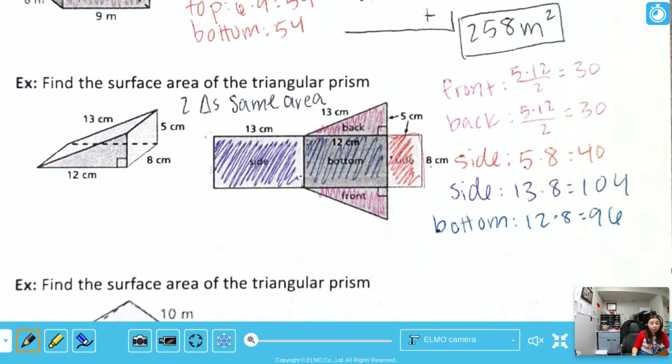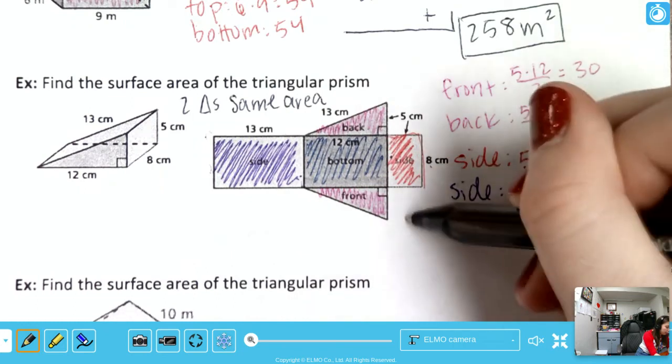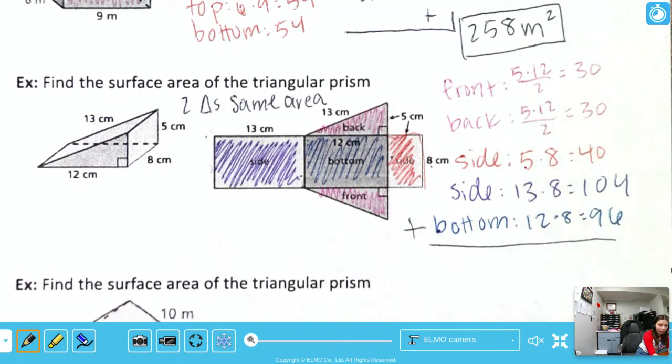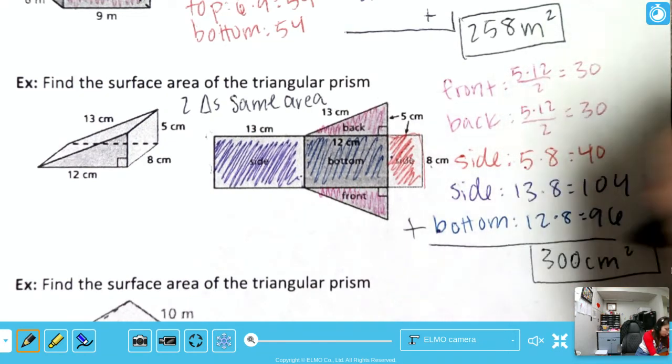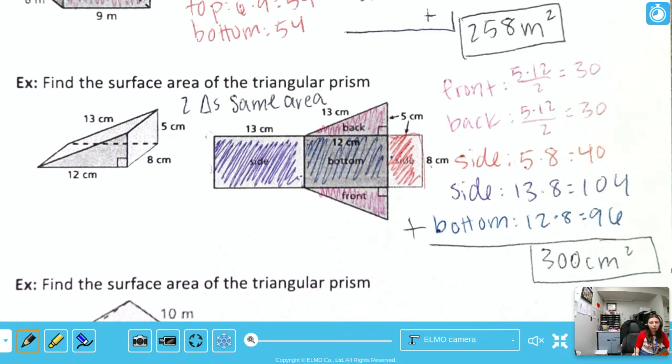Again, the only two that are for sure the same are the triangles. Now I need to find the sum of them to get my surface area. I need to add them all up. If I took a calculator and added all of those up, I would end up with 300 centimeters squared. Remember, it's surface area. We need to label it with units squared.